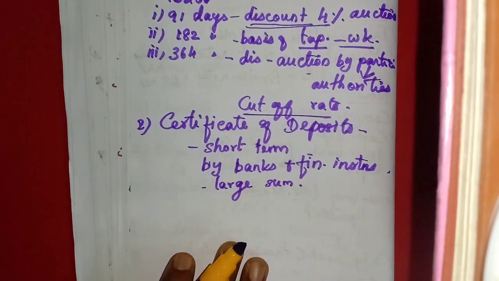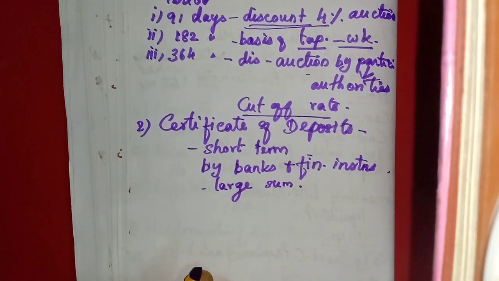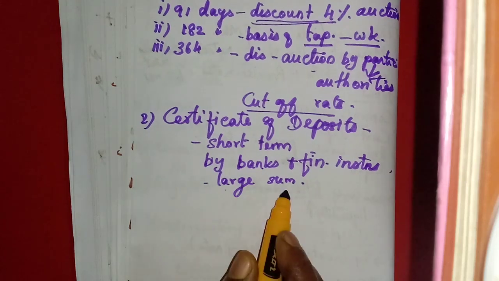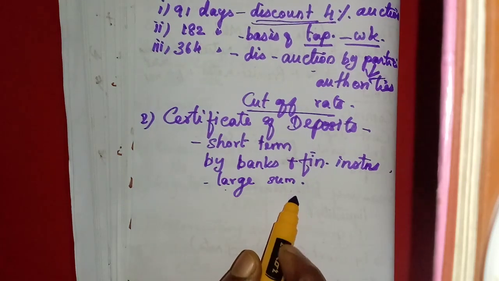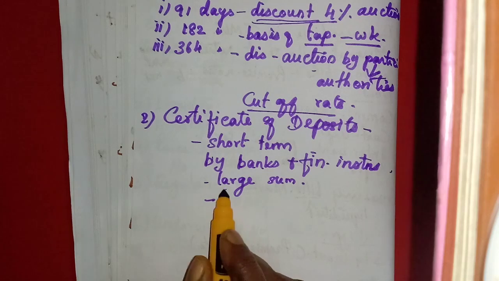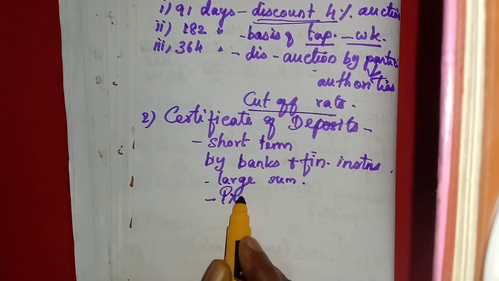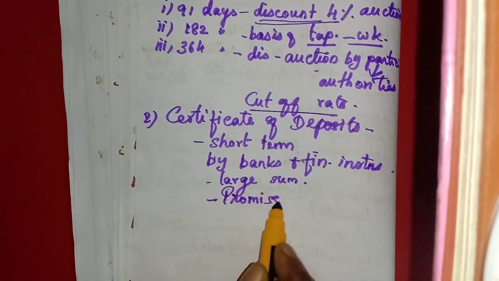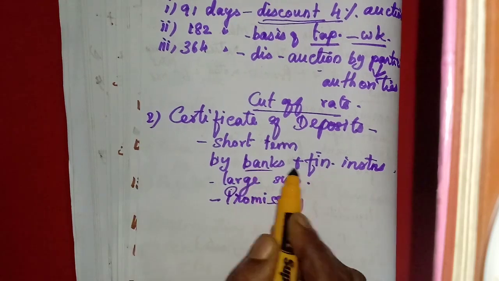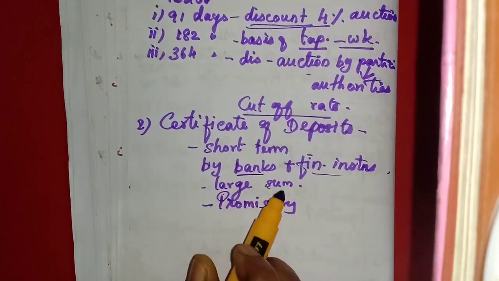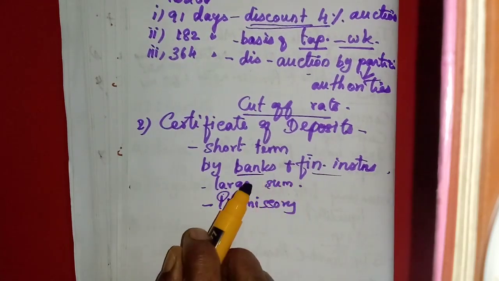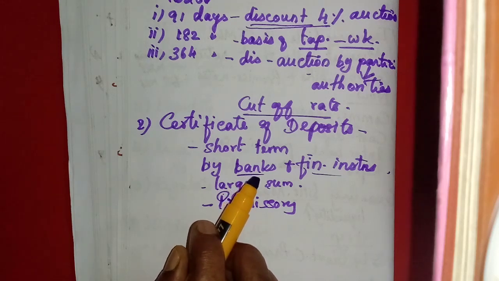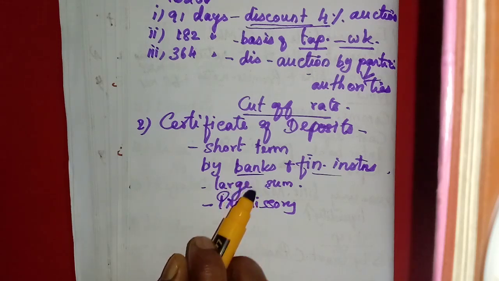So the certificate of deposits are short-term deposit instruments issued by banks and financial institutions to raise large sums of money. This is also like a promissory note, but who is issuing this one? Banks and financial institutions, but the treasury bills are usually issued by the government.